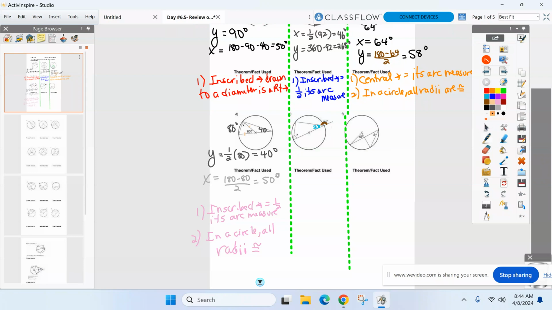That inscribed, hey, look over here. I got an inscribed angle drawn to a diameter. That allows me to put a right angle. Now this problem's pretty easy because I have 2 out of the 3 angles in a triangle. So I got 180 minus 90 minus 20. I got 70.